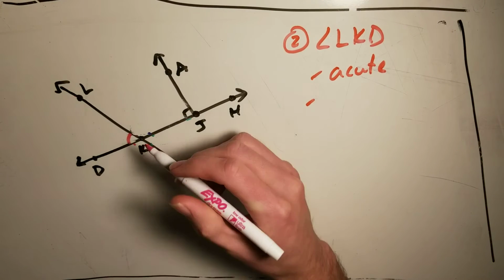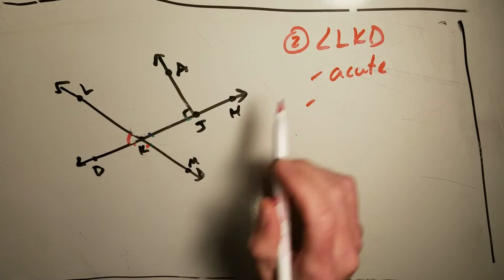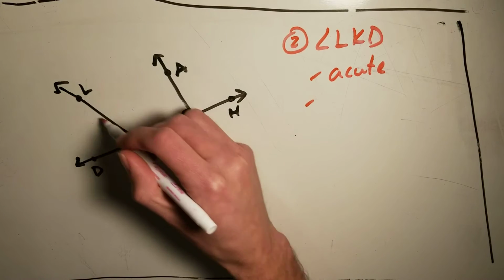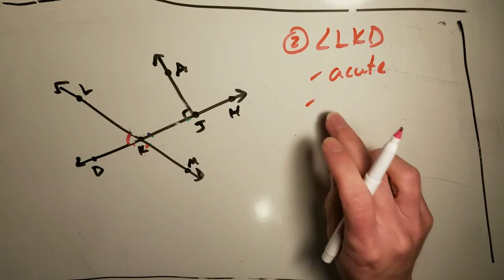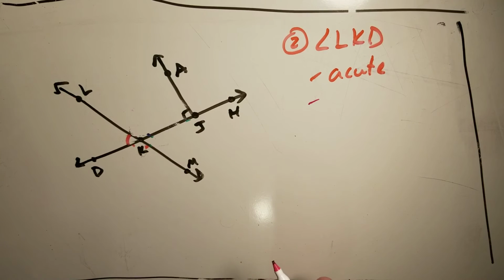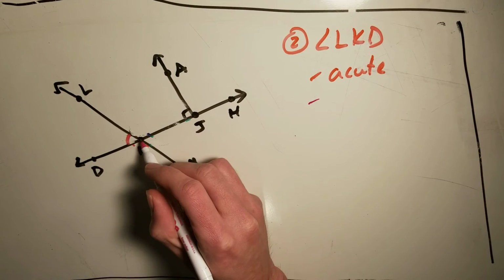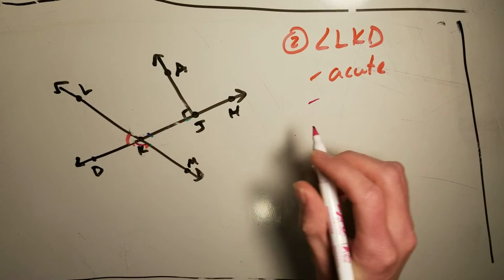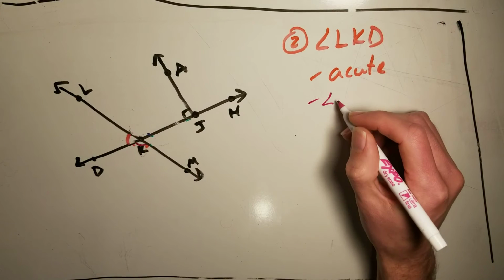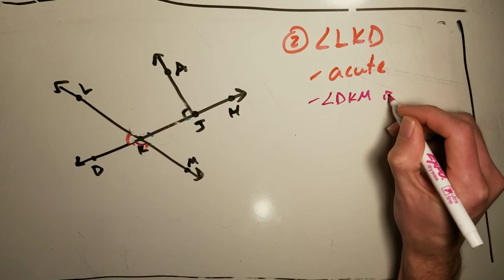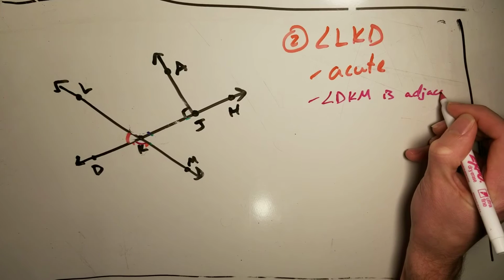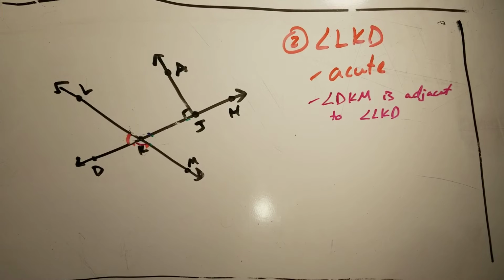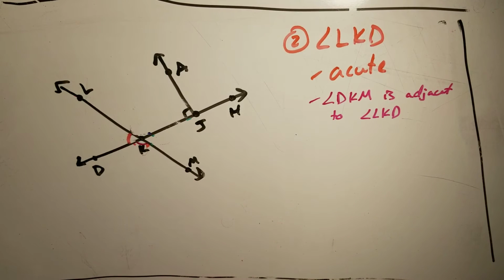Again, to be adjacent, you need to share a vertex and a side. The 2 sides of LKD would be KD, we have that ray, and the ray KL. Those are the 2 sides of this angle. If we focus on the ray KD and share that ray, then we are going to be this angle down here. So angle DKM is adjacent to angle LKD. Those are a pair of adjacent angles.